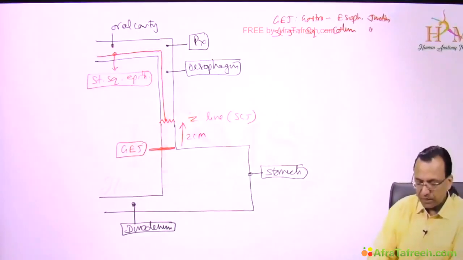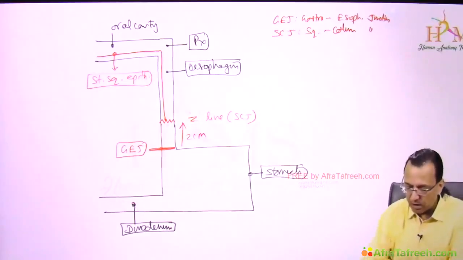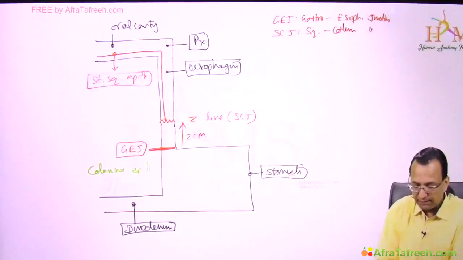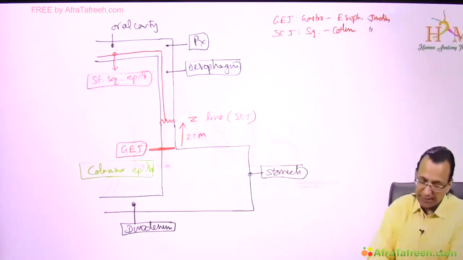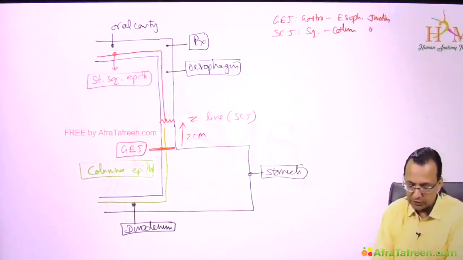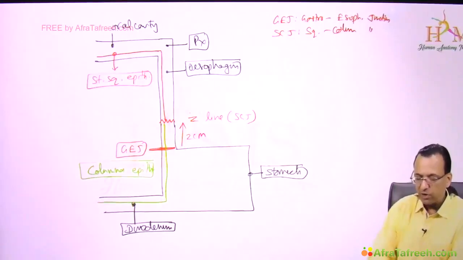How is it different? You know what is stomach and duodenum lined by? Stomach and duodenum are lined by the columnar epithelium. Yeah, so this columnar epithelium, which is lining maybe the stomach and the small intestine, is also lining the lower 2 centimeter of the esophagus. That is why there is a squamo-columnar junction at the Z line, which is 2 centimeter above the gastroesophageal junction.